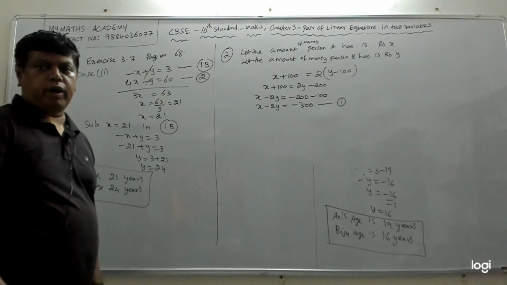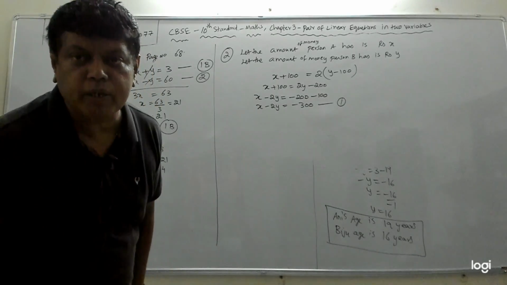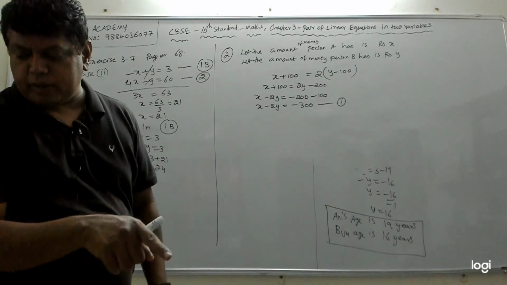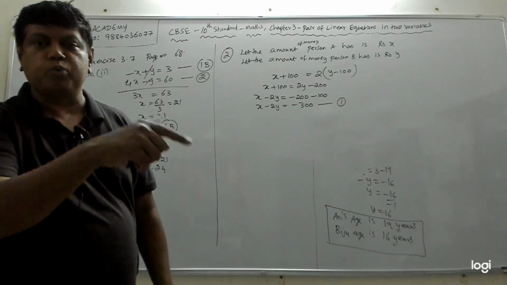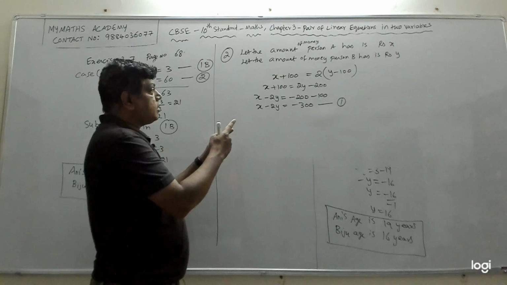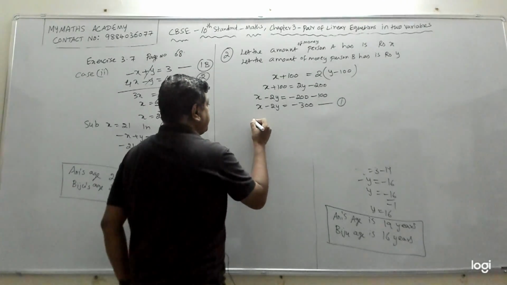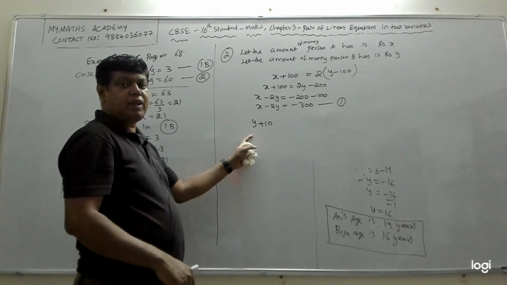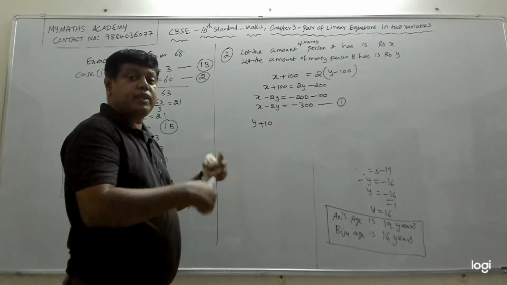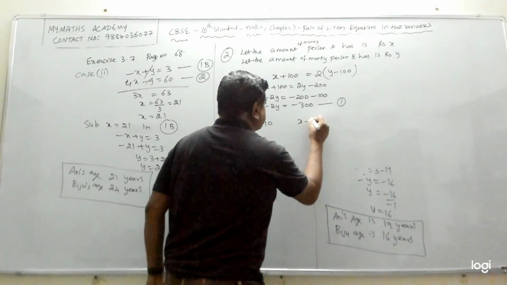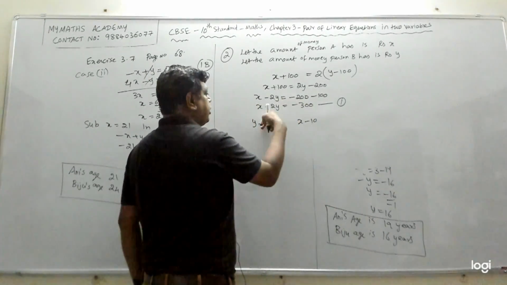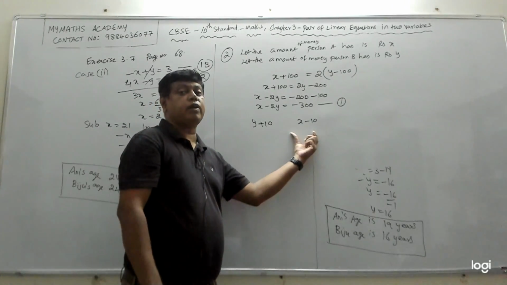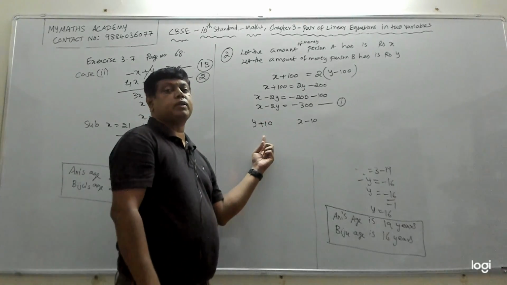Now let's read the second statement. What do they say? The other person, person B, says, if you give me 10, I shall be 6 times as rich as you. So B says, if you give me 10 rupees, B will become Y plus 10. When A gives 10 rupees to B, B will have Y plus 10. How much will A have? A will have X minus 10, because A has given 10 rupees to B.